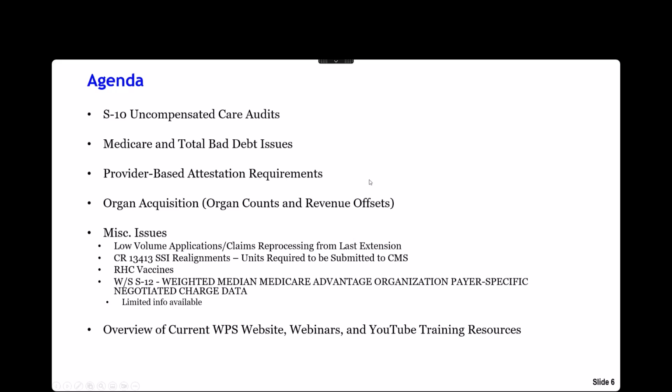Types are the ones that are going to be really strongly impacted by it in the near future. Then we have organ acquisition, a couple new topics related to that. And I know this only applies to a few facility types, or relatively few facilities, let's say that. But we're going to talk about organ counts and organ revenue offsets, some things to be aware of there.